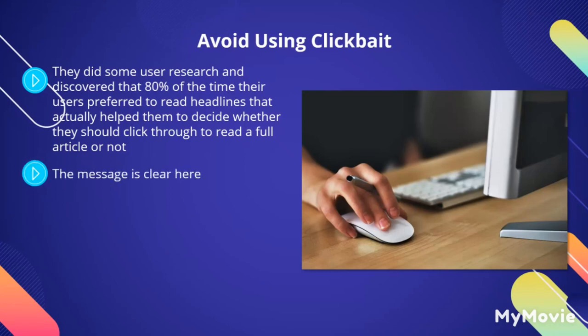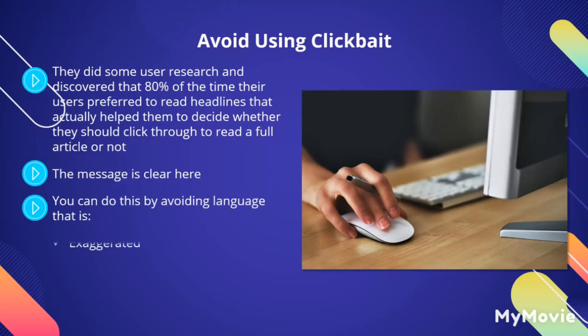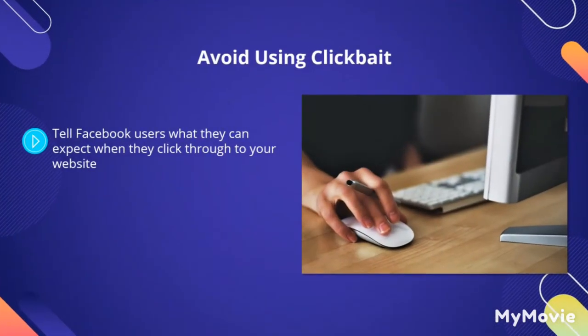When you are creating your post for Facebook and you want users to click through to your website, don't use headlines that they will consider clickbait. You can do this by avoiding language that is exaggerated, misleading, and sensational. Tell Facebook users what they can expect when they click through to your website. This will help them to make the decision to click or not, and will keep you in Facebook's good books as well. When a user clicks through to your website, make sure that the content is related and that it is engaging. Keep them on your site as long as possible.